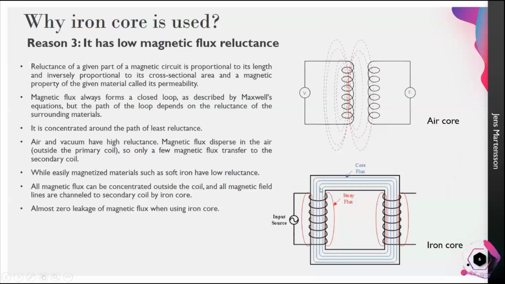On the other hand, if we are using soft iron, which has low reluctance, all the magnetic flux can be concentrated inside the coil, and all the magnetic field lines can be channeled to the secondary coil by the iron core. So there is almost zero leakage of magnetic flux when we use an iron core in a transformer.